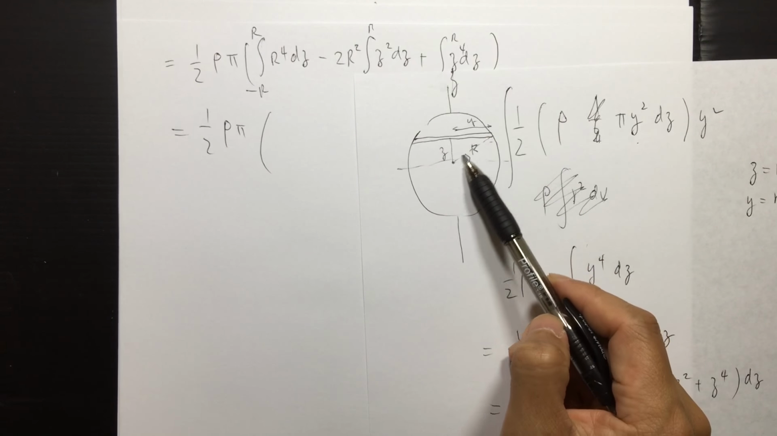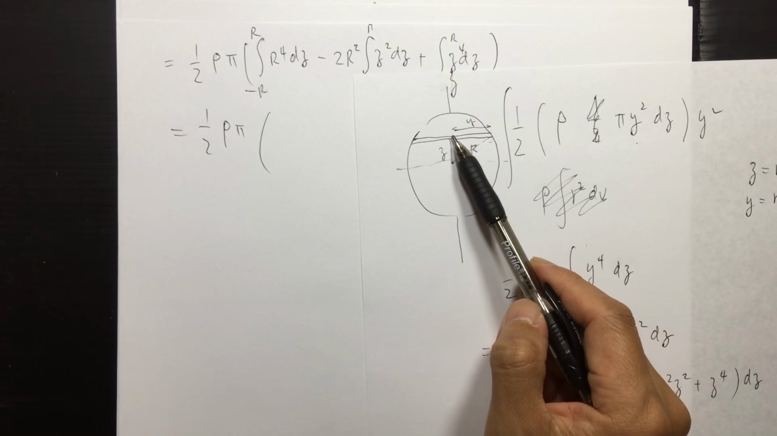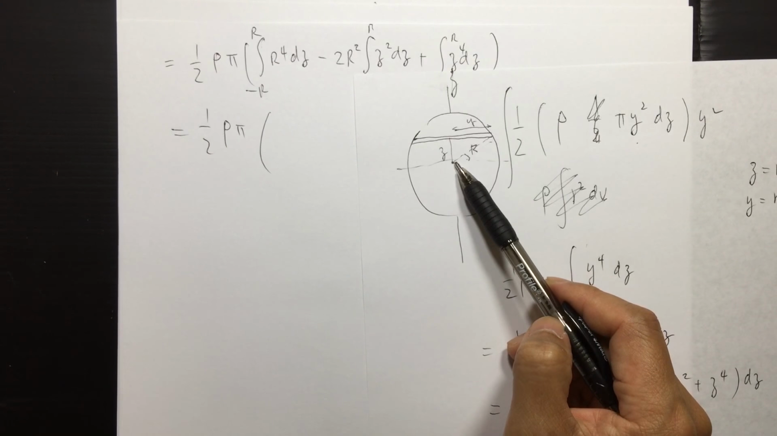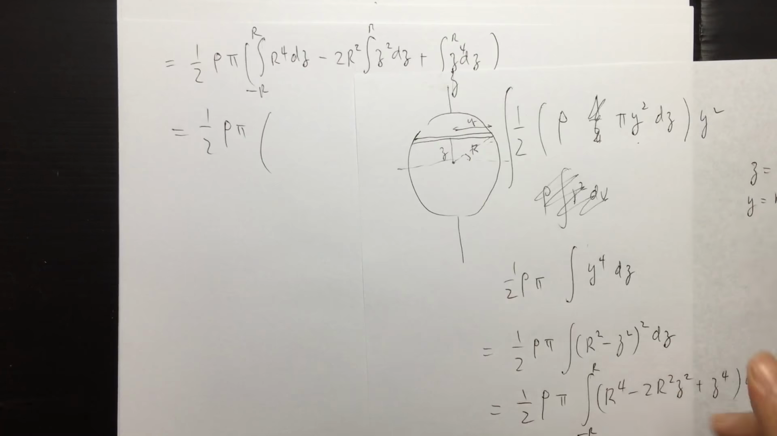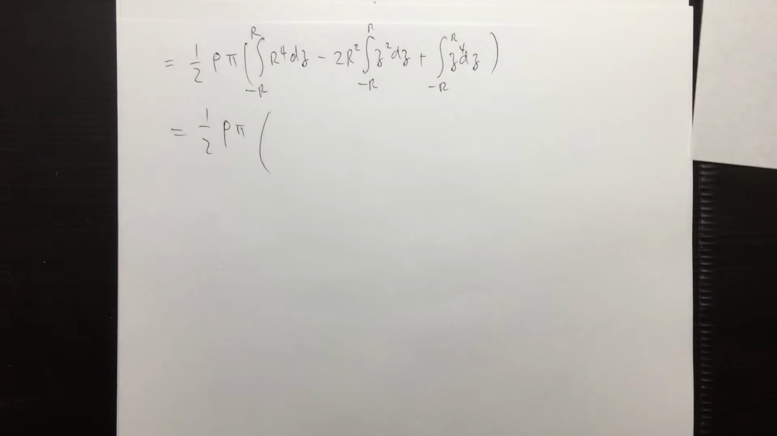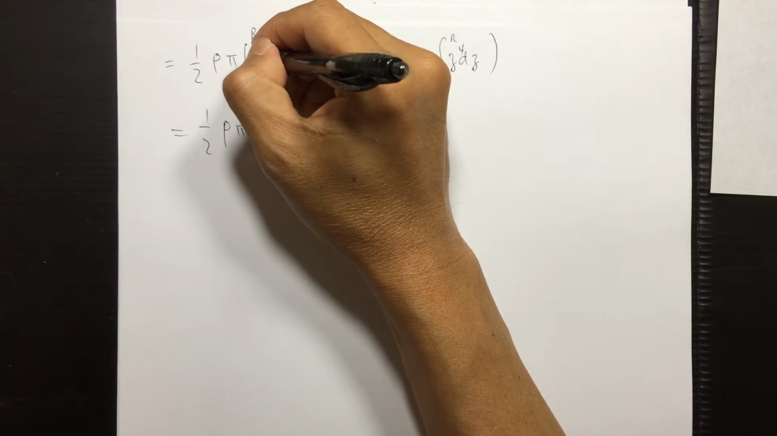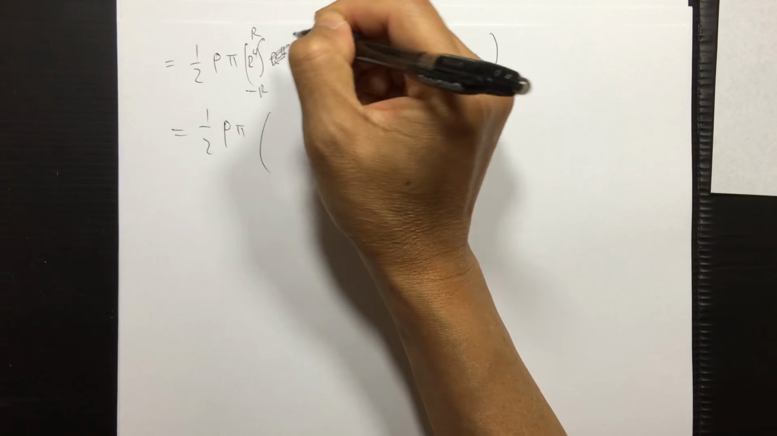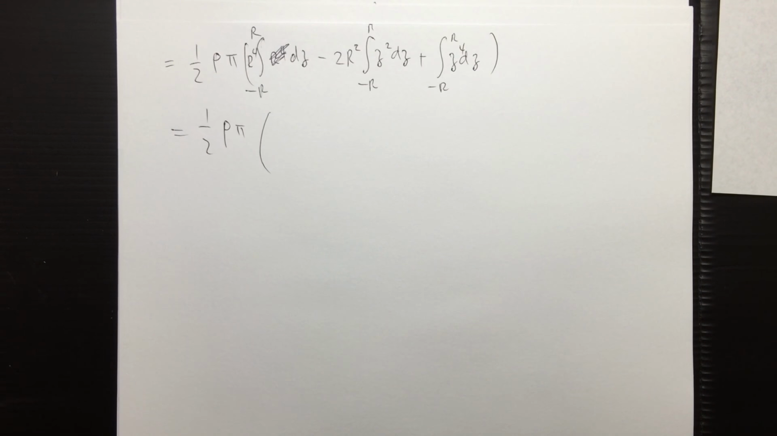Remember, this is R squared minus Y squared. This R is a constant. Oh, okay, then it's just... In other words, this R^4, you can take it outside. Oh, then it's just R and minus R. Which is what? R minus R is 0. No, 2R.